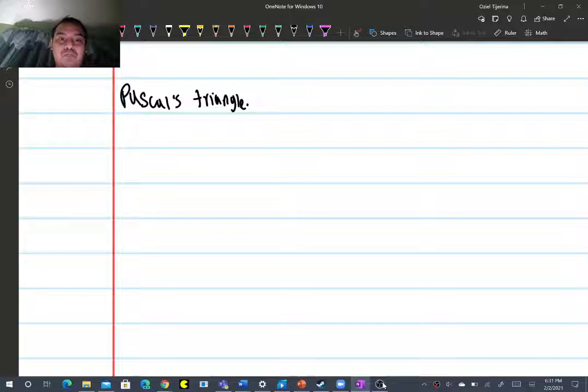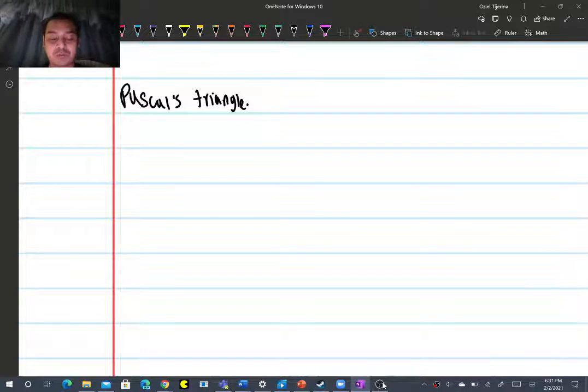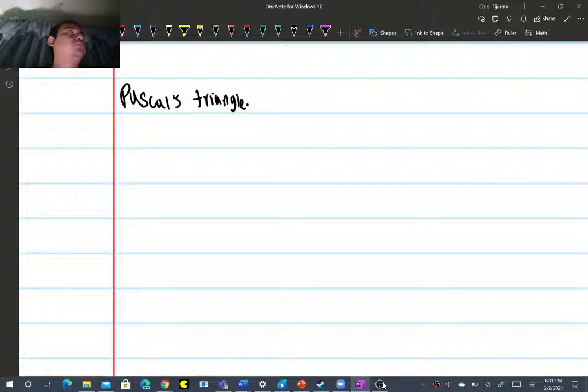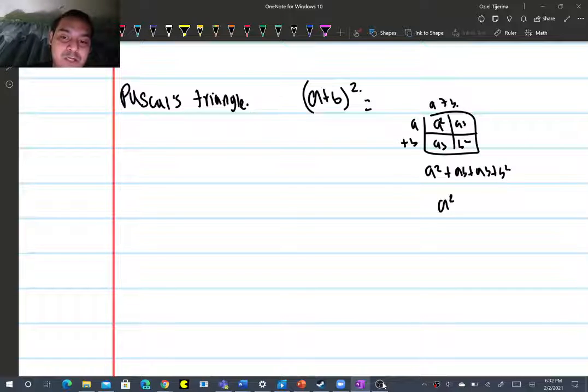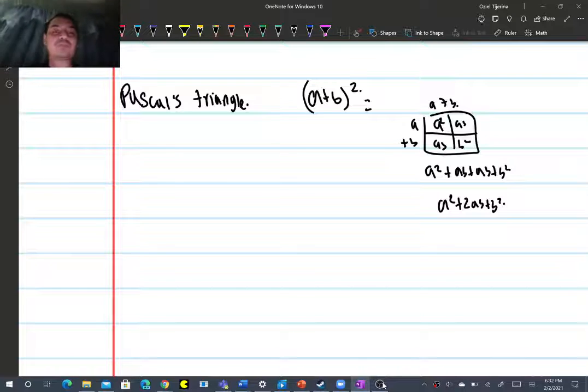But first I want to introduce what Pascal's triangle is and what the point of it is. Why do we use it? Pascal's triangle is a method that mathematicians use when, for example, we have a plus b, quantity squared, and we would do the box. We would say this is a plus b, and this is a plus b, so we would get a squared, ab, b squared, and then add up a squared plus ab plus b squared. We would say a squared plus 2ab plus b squared.